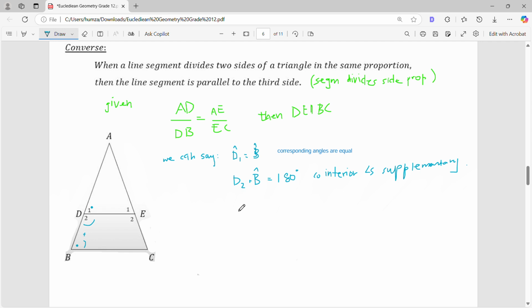Now we can also say E1 is equal to angle C. Again, this is the same reason, so I'm just going to write: corresponding angles are equal. And we can say that angle E2 plus C is equal to 180 degrees, for the same reason, that these are co-interior angles and they are supplementary to each other. So they are supplementary angles.